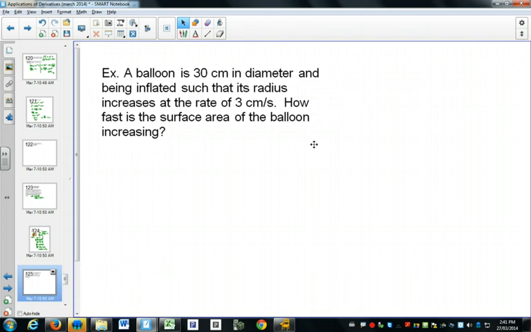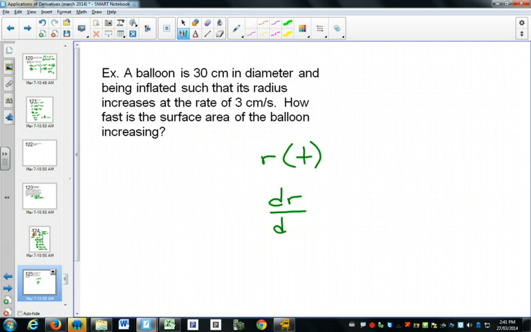Okay, but here we have a balloon 30 centimeters in diameter that is being inflated such that its radius increases at 3 centimeters per second. So again, that is telling us that radius is a function of time, and we know dr/dt is equal to 3 centimeters per second. One of the things we're going to have to find out is what we are changing, and usually our rate of change is with respect to time. And so that means that our radius is a function of time because it changes depending on what time it is. How fast is the surface area?